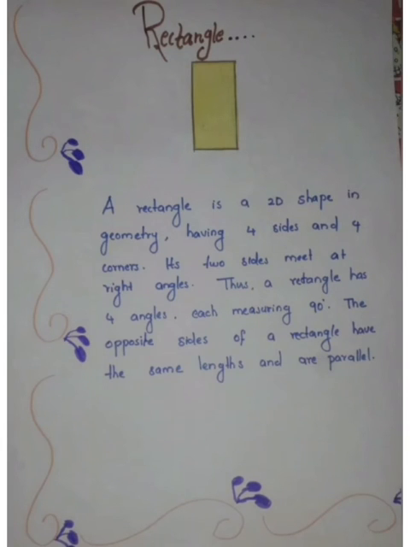Rectangle. A rectangle is a 2D shape in geometry, having 4 sides and 4 corners. Its 2 sides meet at right angles. Thus, a rectangle has 4 angles, each measuring 90 degrees. The opposite sides of a rectangle have the same lengths and are parallel.